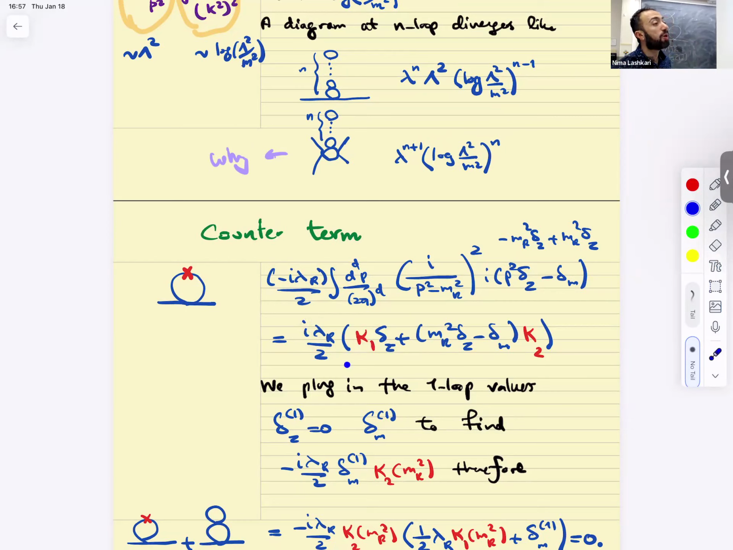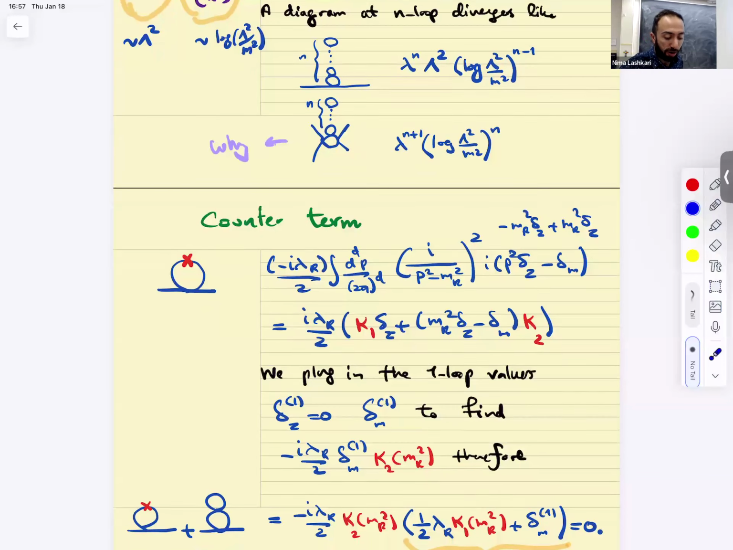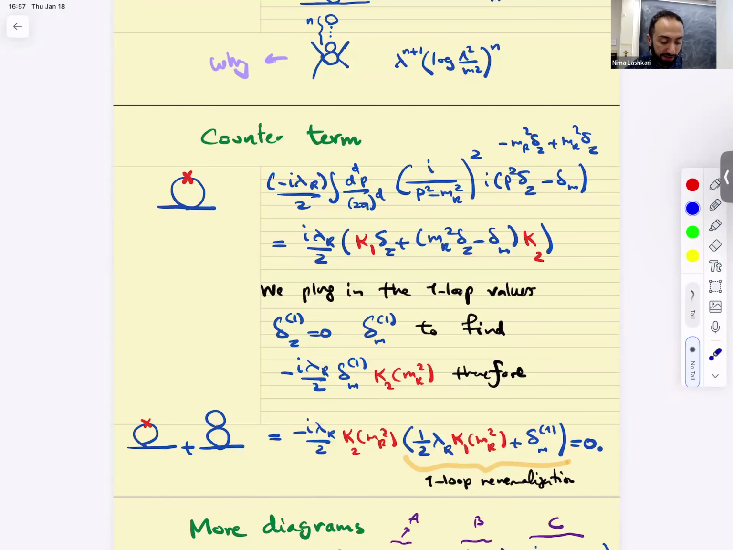K1 is order 1 over epsilon. K2 is order 1 over epsilon in dim-reg. So you know that delta Z and delta M, you only need them at level 1 over epsilon, right? That is precisely what we calculated from the one-loop answer. So from the one-loop answer, you know that delta Z at order 1 over epsilon is 0, and we also computed delta M at order 1. So just plug that in, the fact that delta Z is 0, these two terms go away, and you end up with this, right? Okay, that's good.